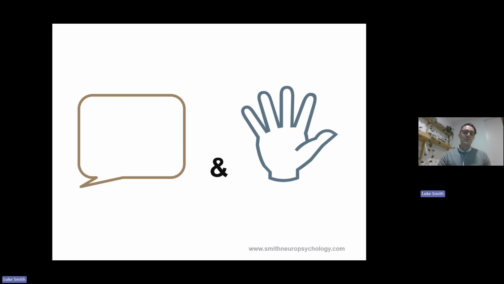Reassurance can also be physical. Touch can be very reassuring, but my only caution with this is you need to be very careful. Firstly, you have to know the person very well, and you also have to know that they don't mind being touched.